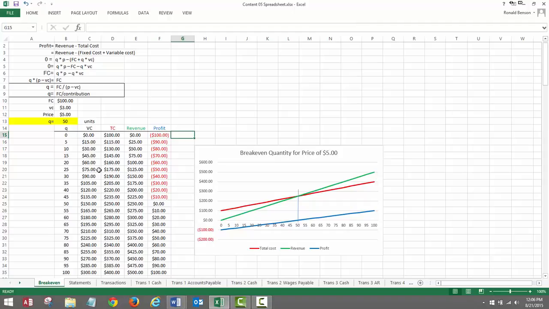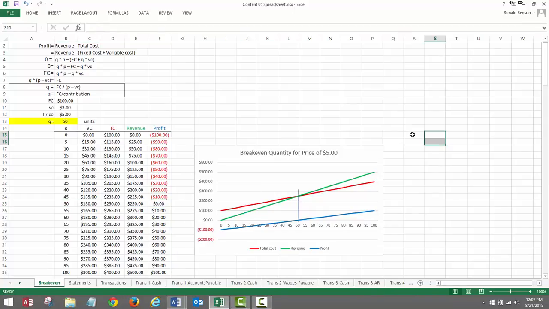And that continues on. If we go up to, say, 20, the variable cost is 20 times 3 is 60. The total cost is 60 plus the 100, or 160. The revenue is 20 units times 5, it's $100, and the profit is a negative $60. If you look down here for 50, you'll see that the profit is 0. This is then the break-even point.